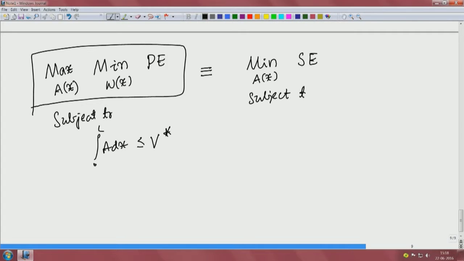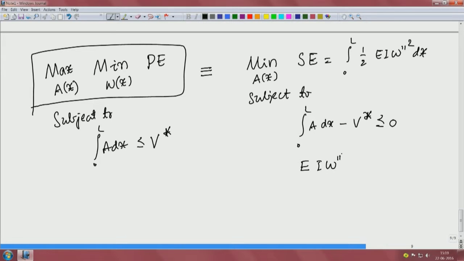Okay. This is subject to the same thing, integral 0 to L A dx minus V star, as we normally write, less than or equal to 0. But here, if it is a beam problem, we have to write, because the strain energy for a beam, if I take 0 to L half E I W double prime square dx, I have to put a governing equation E I W double prime double prime, there is a loading Q, equal to 0.